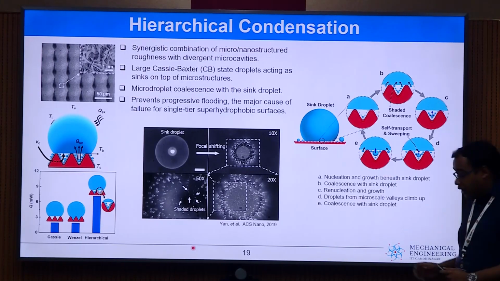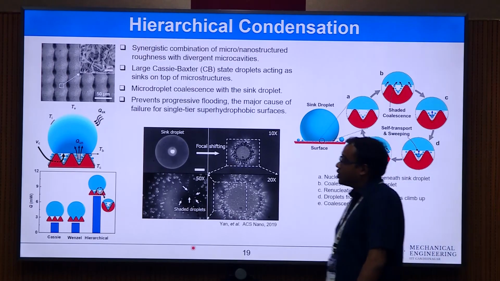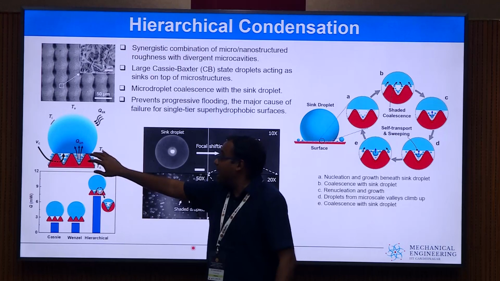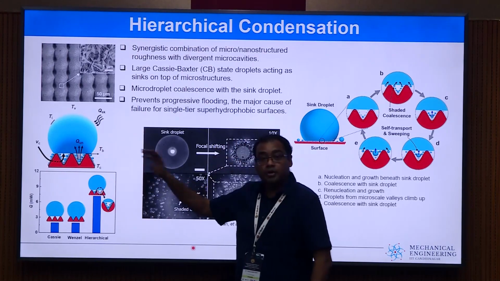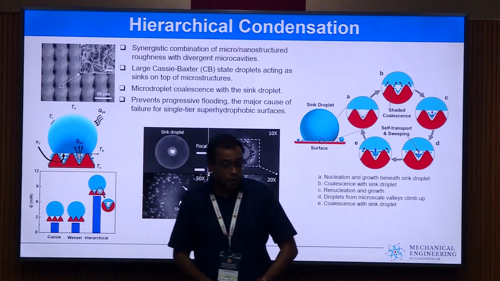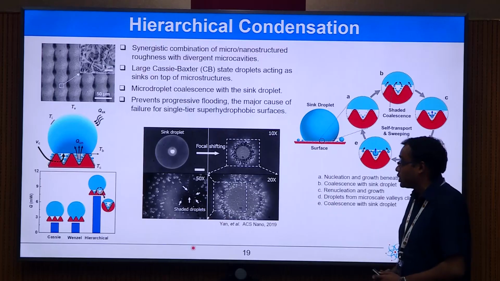Now, another form of enhancement of condensation on superhydrophobic surfaces is what we call hierarchical condensation. What happens is, on a superhydrophobic surface, because of the surface roughness, as the condensate droplet grows, if you remember the Cassie-Baxter state, the droplet pretty much sits on top, cushioned by air within the micro gaps or within the microstructures.